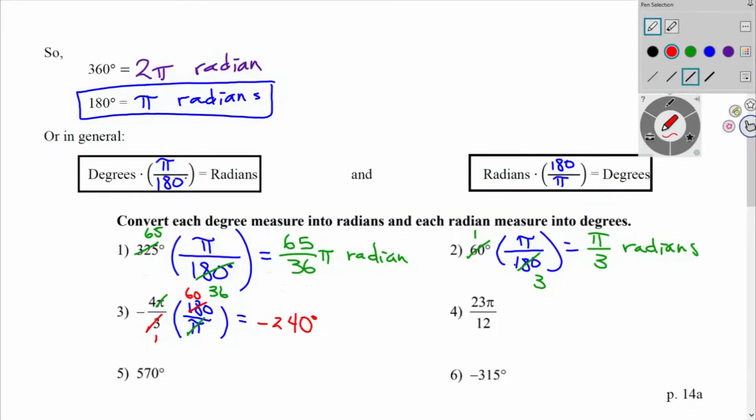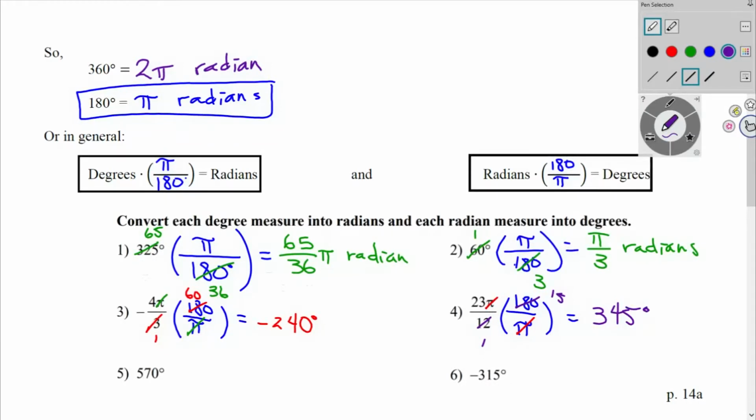In number 4, again, I have radians. So I'll multiply by pi in the denominator, 180 in the numerator. The pi's will cancel. And let's see here. 180 divided by 12 is 15. So I can cancel this and this, 1 and 15, and 23 times 15 is 345 degrees. I won't do the last 2.